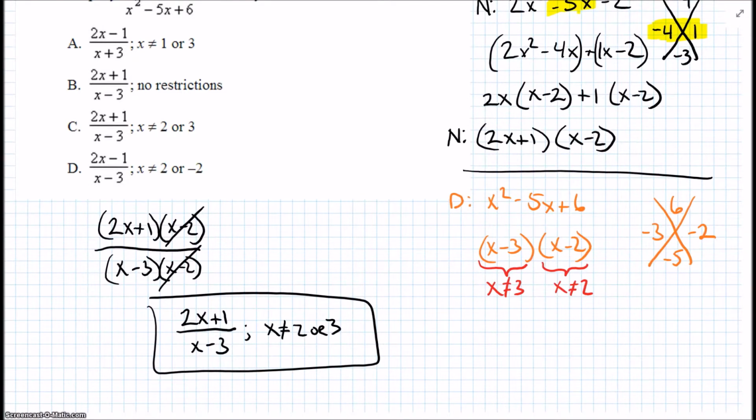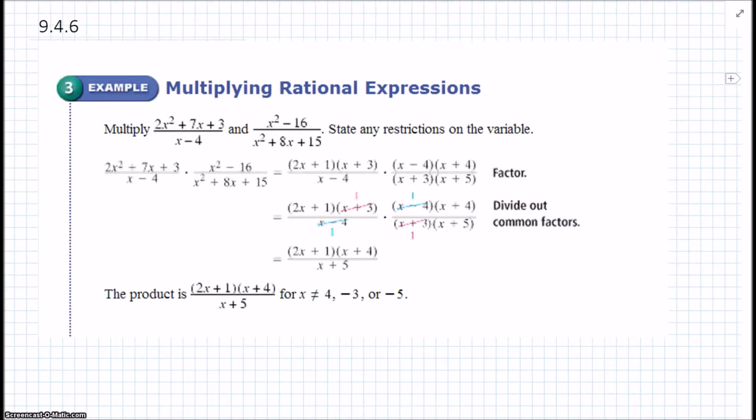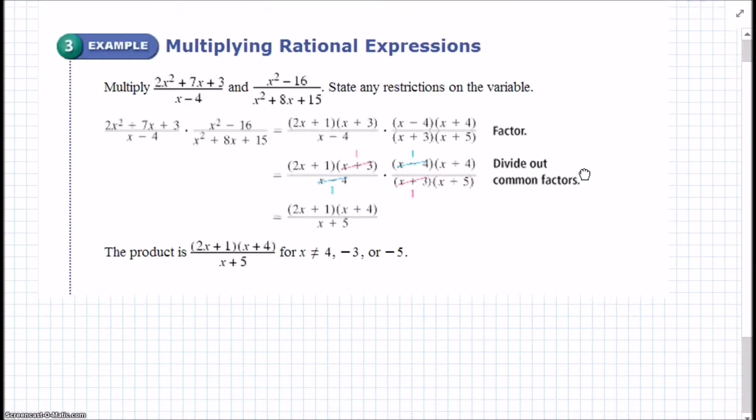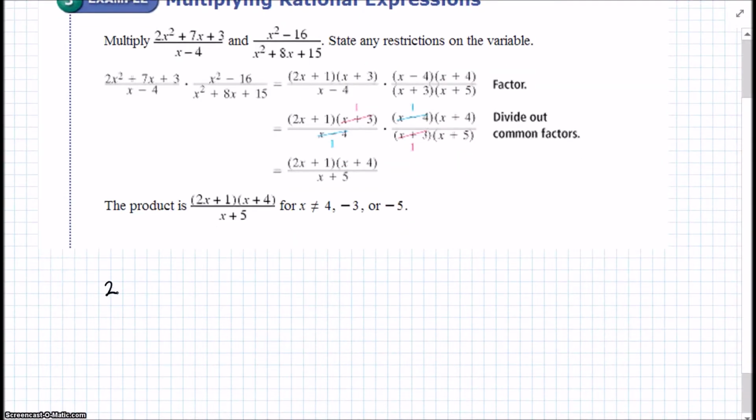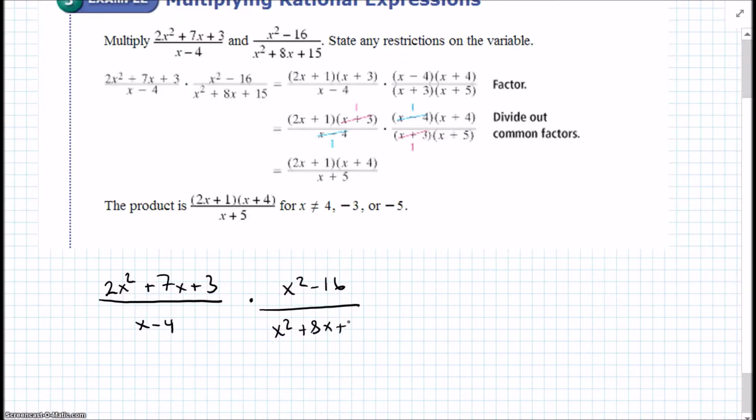Okay, let's move on to the next one. Okay, now multiplying rational expressions. So it says multiply 2x squared plus 7x plus 3 over x minus 4, and x squared minus 16 all over x squared plus 8x plus 15. So let's write this out. 2x squared plus 7x plus 3 all over x minus 4 multiplying by x squared minus 16 over x squared plus 8x plus 15.